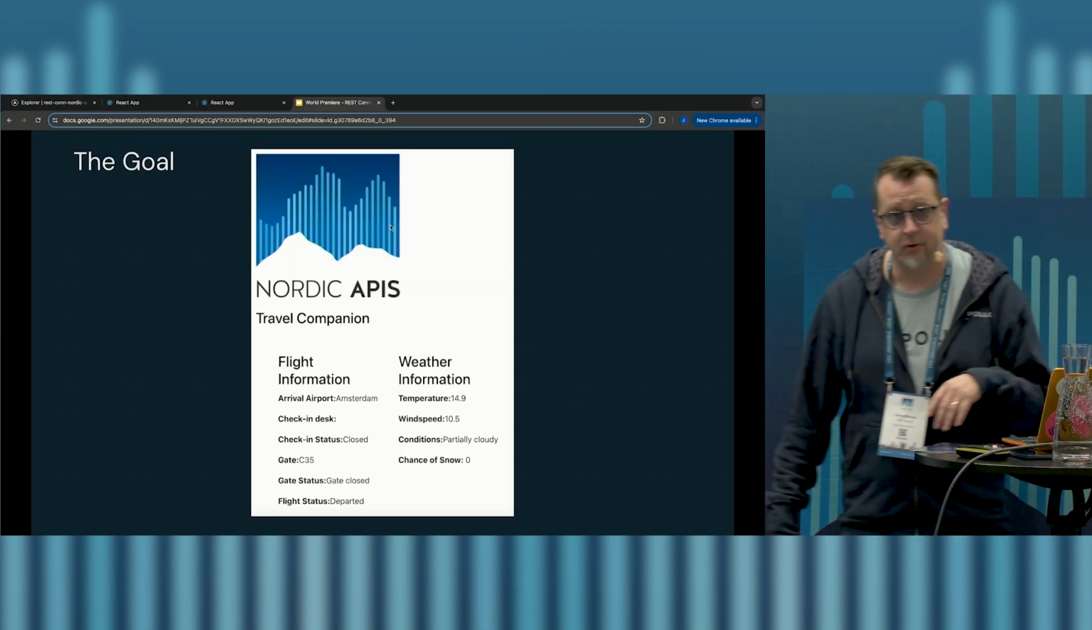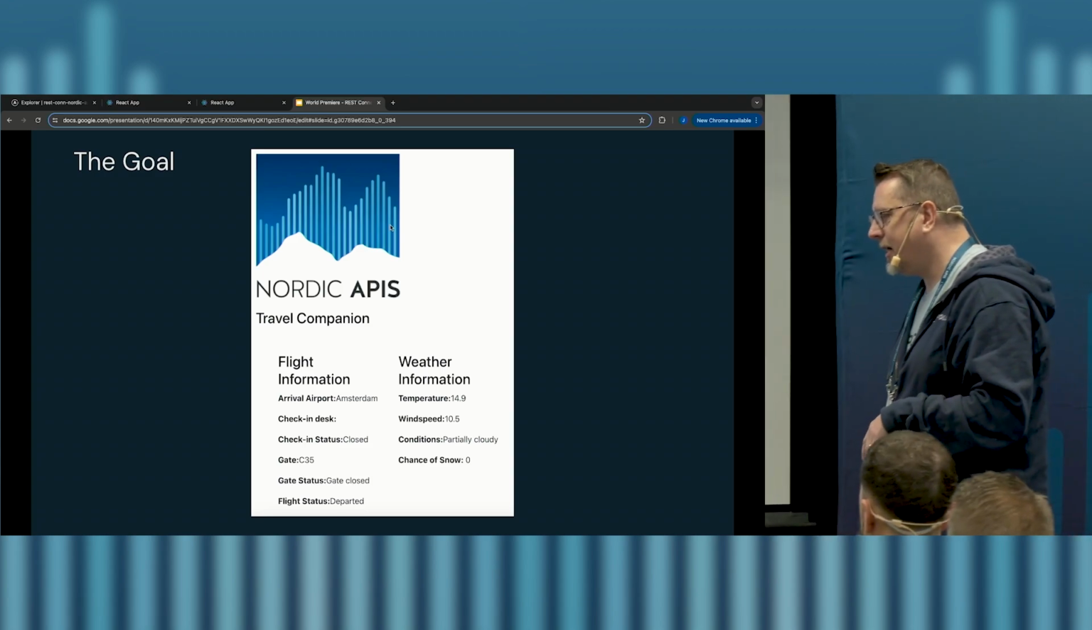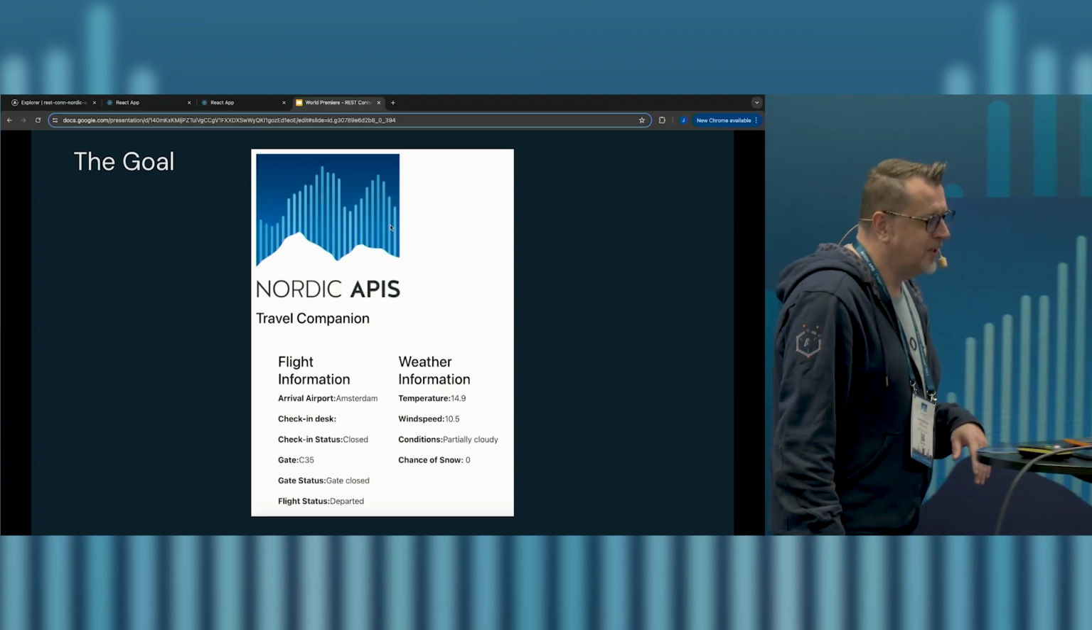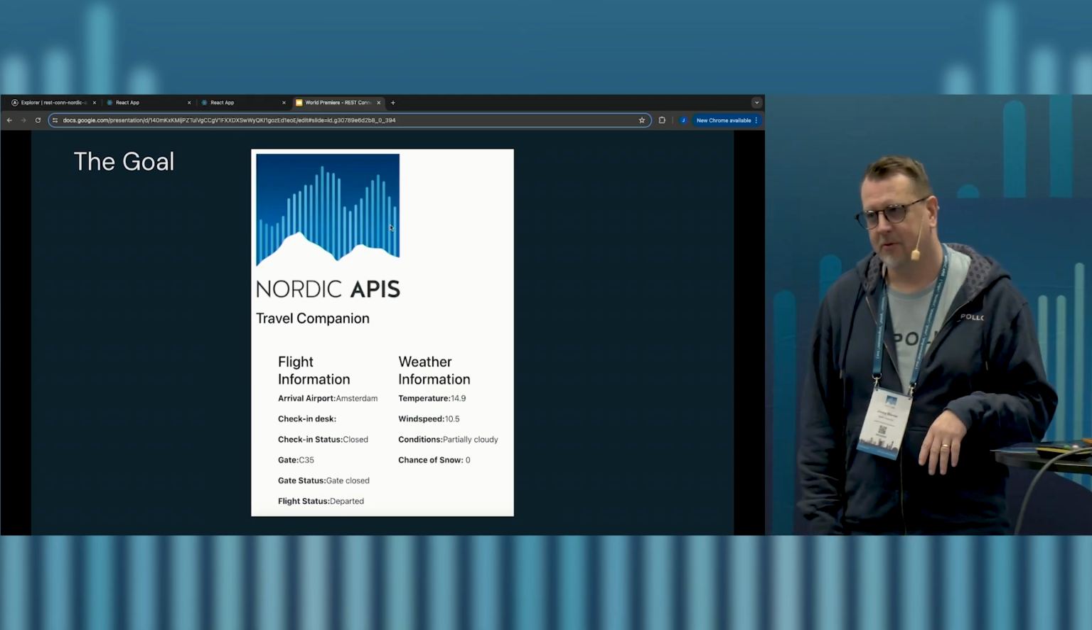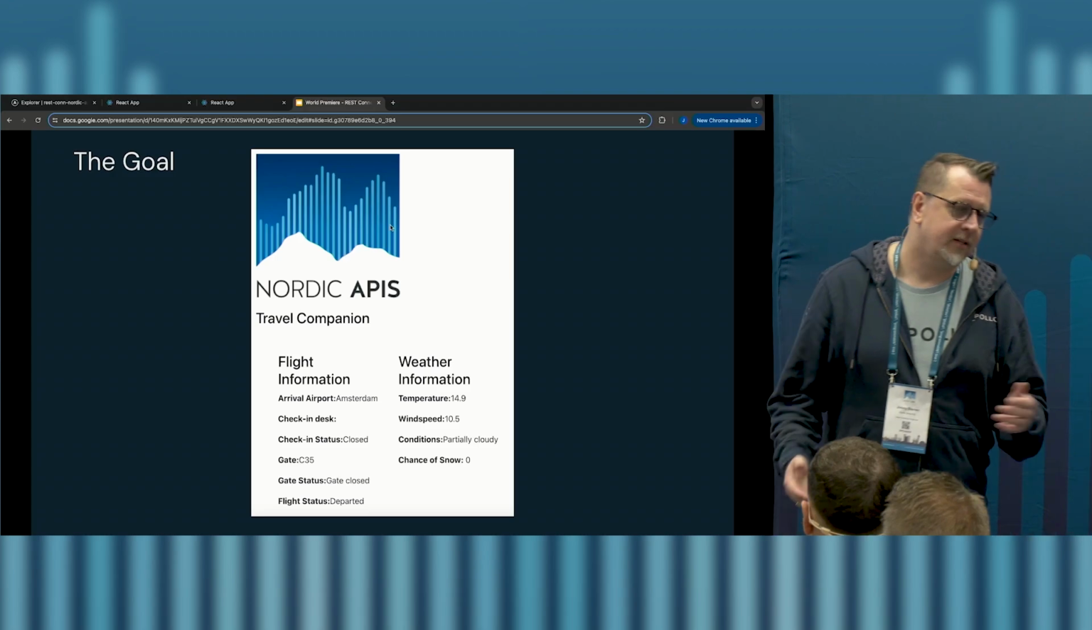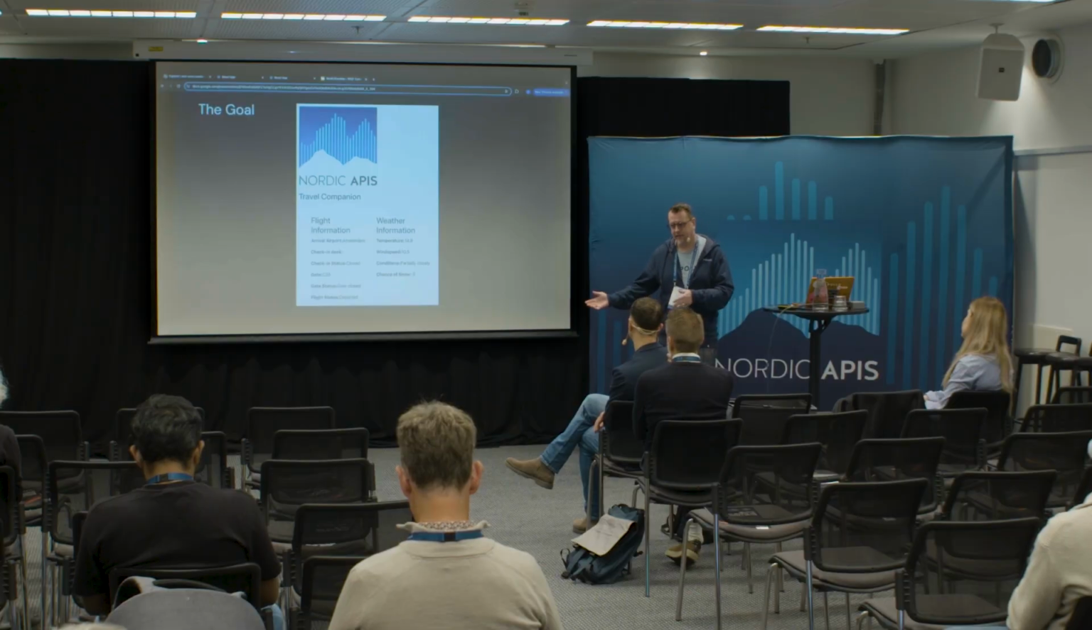So let's take an example. We're at Nordic APIs. There are probably apps like this out there, but live with me for the example. I want to make a travel companion, which basically talks to airport information and weather information, because I want to make sure that I get back to the Netherlands where I live.